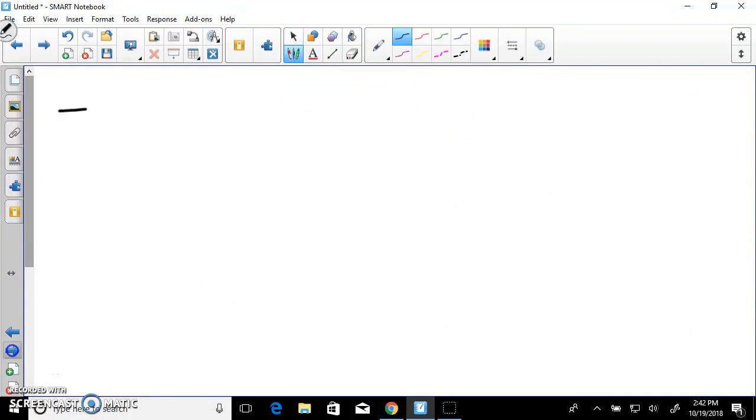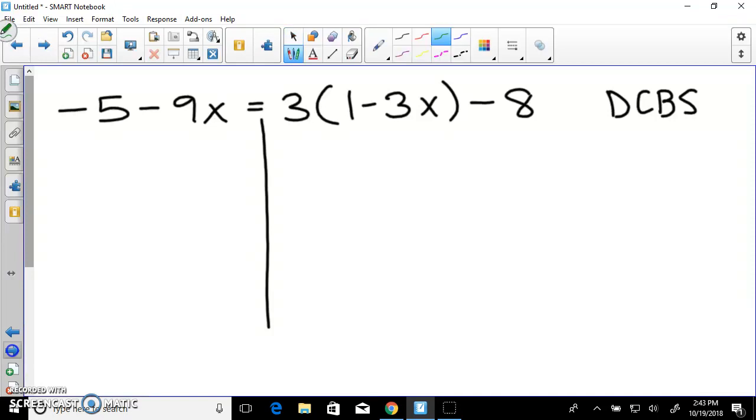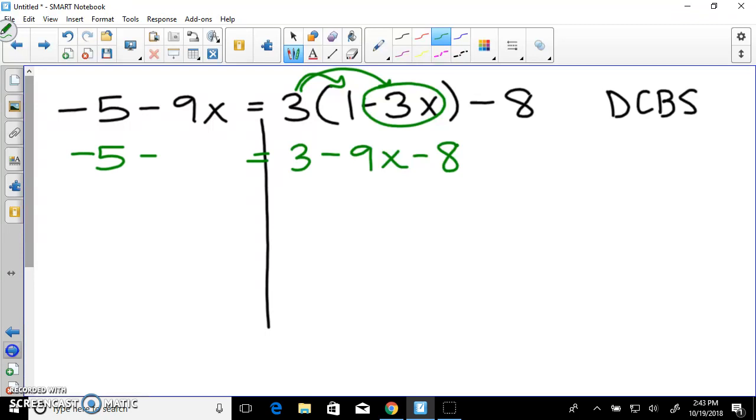So we're going to start with negative 5 minus 9x equals 3 times (1 minus 3x) minus 8. All right, so we've got a multi-step equation. Donuts can be salty, or however you remember it. And we're going to go through our steps. Distribute. Can we distribute? Absolutely. So we've got 3 times 1, which is 3. 3 times negative 3x, which is negative 9x. And then minus 8 comes down. Then on the left side, nothing changes. All right, so we've done our distribution.